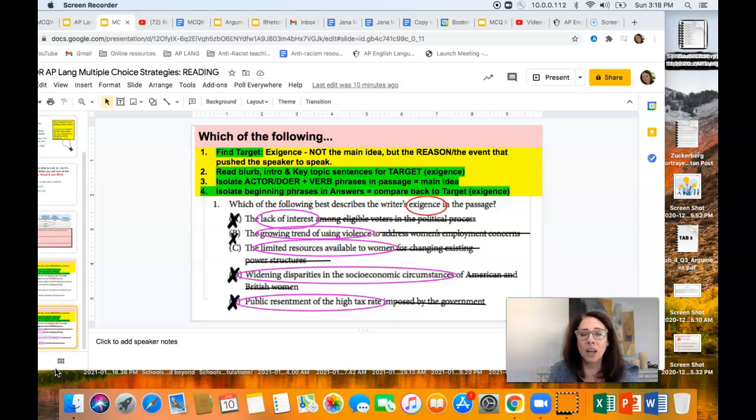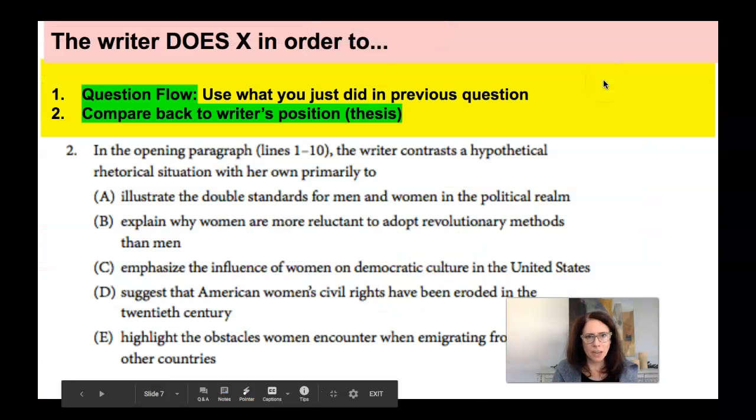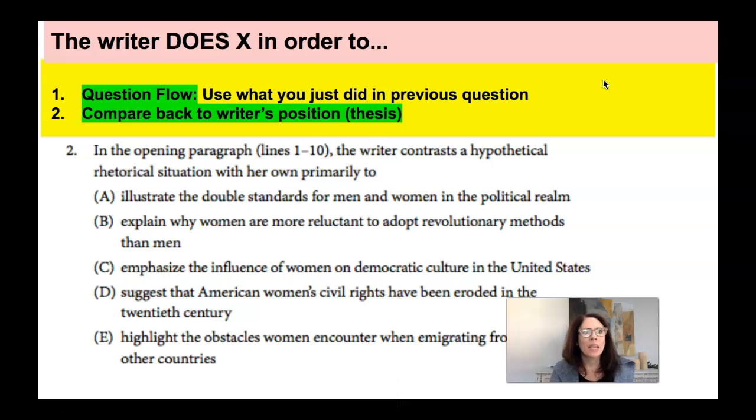So who and what. And then after I've isolated those key verb phrases in the passage, with the actor and the action, to get a sense of what is going on, I might want to just read the topic sentences of a few of the paragraphs. I felt that I had enough to go with to be able to eliminate choices, and then I went back and isolated some of the beginning phrases. Once I could take away answer choices from the beginning phrases, I double checked it against the endings just to make sure. And is the writer does something in order to blank.